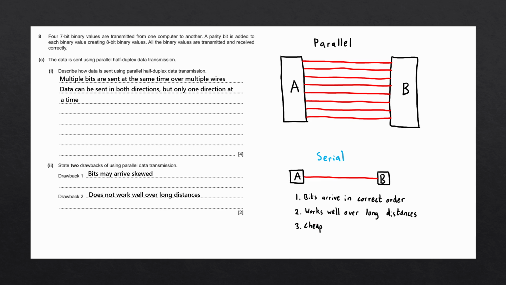The last advantage we wrote for serial was that it was cheap to set up. The opposite of cheap would be expensive. And yes, you can imagine that setting up more wires is going to be more expensive than setting up a single wire for serial. So if you weren't able to think of these two, you could always put that setting up the system is going to be more expensive than setting up a serial system. But there we go, there is our question completed.